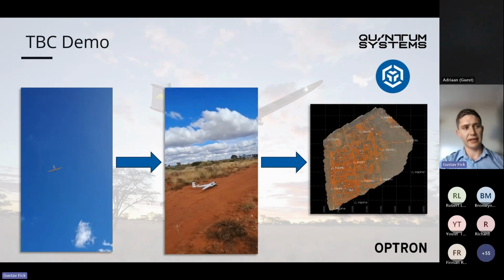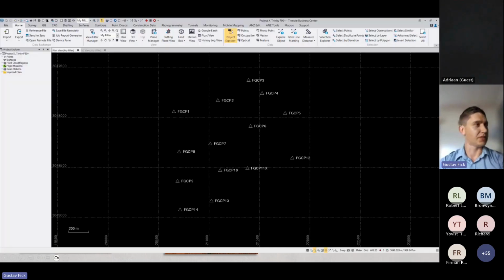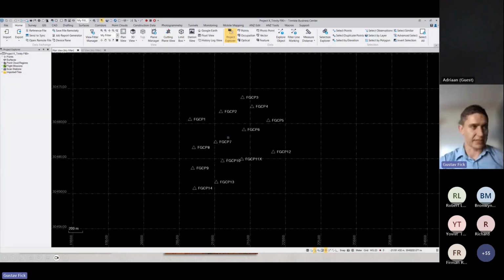Then you download the data and do your geotagging in Cubase 3D. Now you take the data into Trimble Business Center, and this is where I'm going to quickly jump into Trimble Business Center.